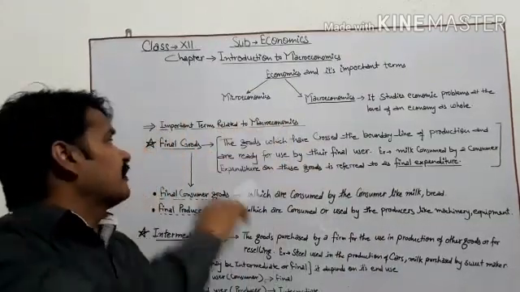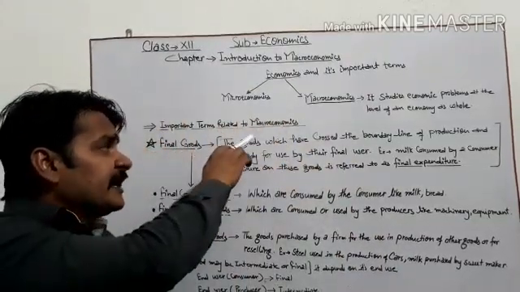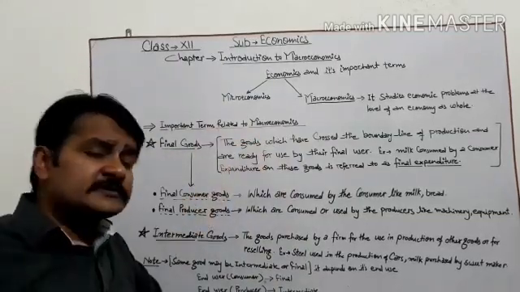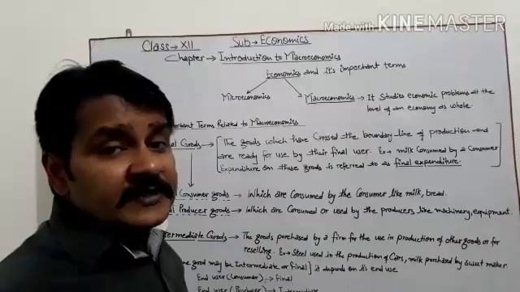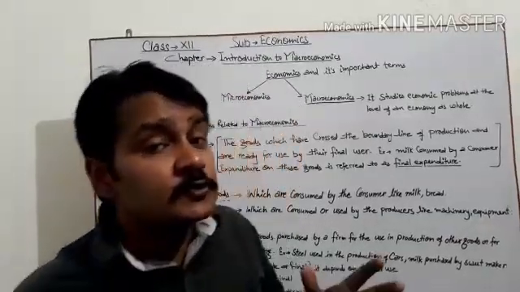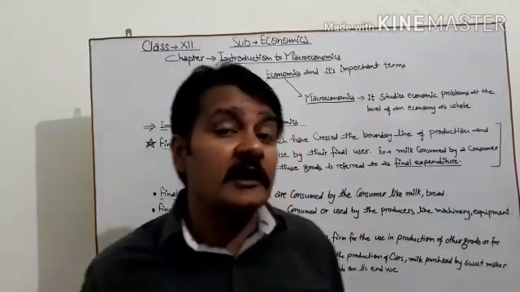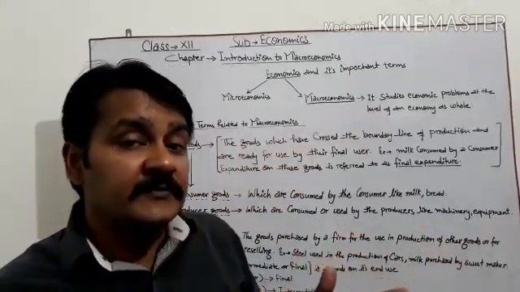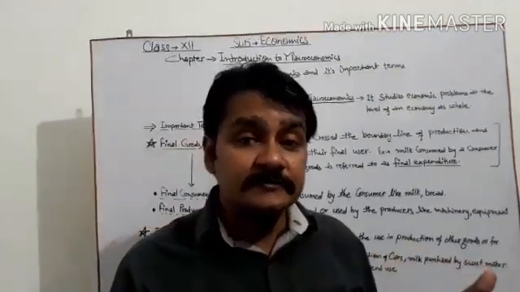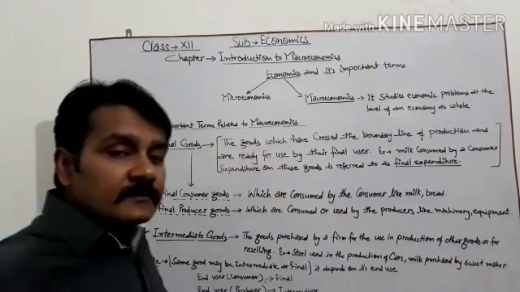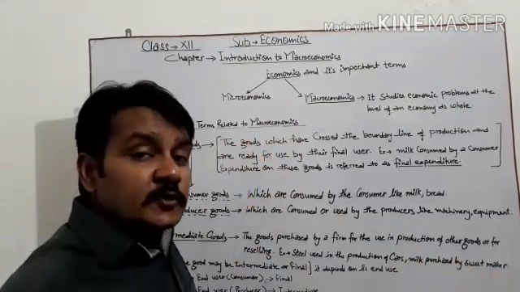Now we will learn about important terms related to macroeconomics. First one is final goods. The goods which have crossed the boundary line of production and are ready to use by their final user are called final goods. For example, milk used by household, bread, butter used by household are final goods.